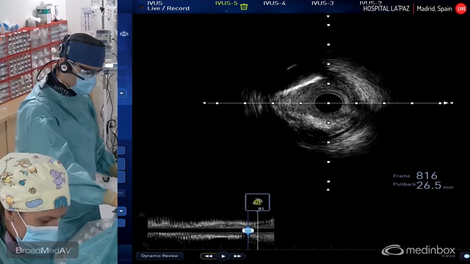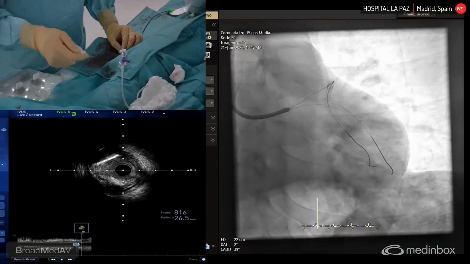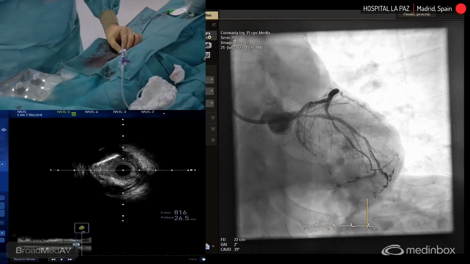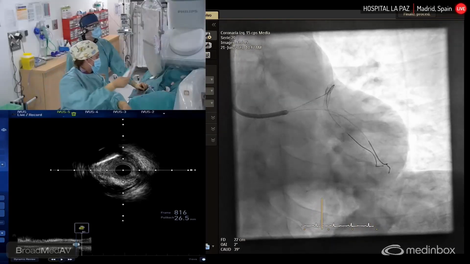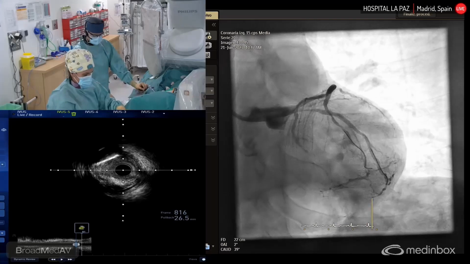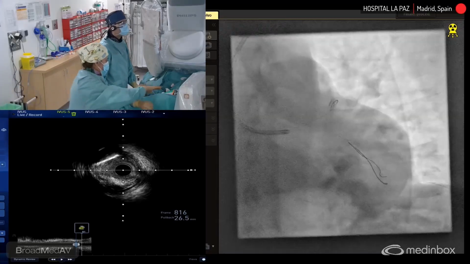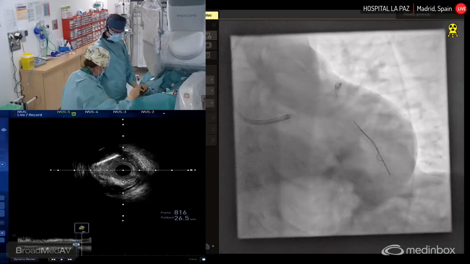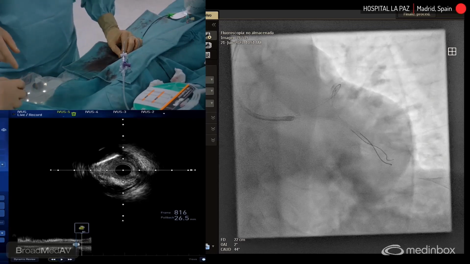Give me the 2.5 balloon, please. We're going to dilate. The stent is okay, so I think we don't need to post dilate it, and we are going to dilate the proximal part. It's not the ostium. Okay, there. Can you find me a drug balloon of 2.5 by 20? I think there is one.